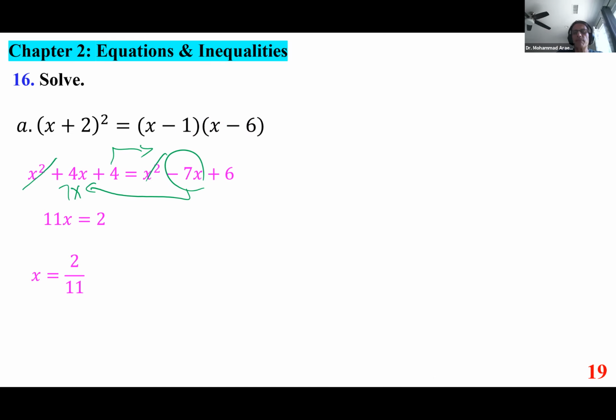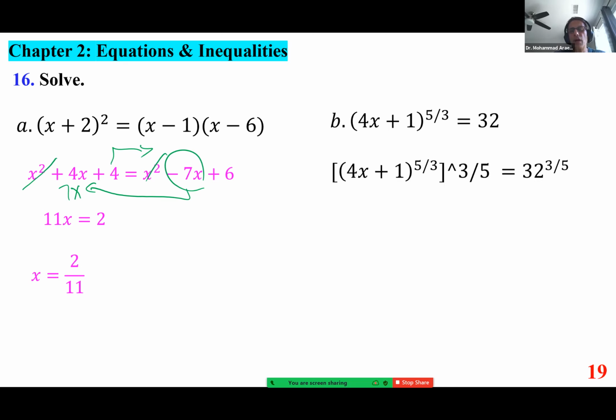In this case, 5/3, we can raise both sides to the power of 3/5, and in one shot, the left side comes out as 4x plus 1. By the way, it's important to know whether you're raising to a power of odd or even. In essence, 5, the numerator is important, which is odd. If it's even, you got to be careful, you get plus minus 1.